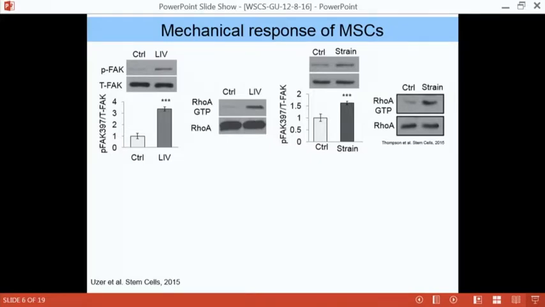One of the other things that we look at is how these signals are sensed at the cellular level. As I mentioned earlier, focal adhesions are mechanosensitive signaling platforms that exist at the attachment sites of the extracellular matrix. We have shown that both LIV and strain can activate focal adhesion kinases at the focal adhesions, and also result in remodeling of the actin cytoskeleton, evidenced by the activation of RhoA, which is the chief mediator of cytoskeletal remodeling in these cells.